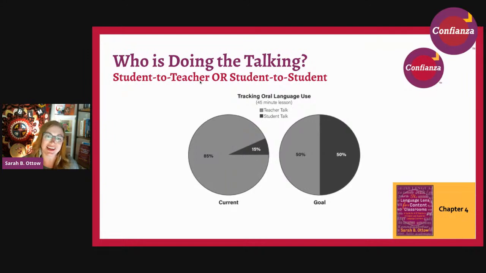So one way to think about student discourse, as I said, is back and forth. Who's doing the talking? Is it student to teacher only? Or is it student to student? Or is it both? Because that's really important, that it's not just students answering the teacher, but students are talking to each other. So we're going to talk about some tips for that.